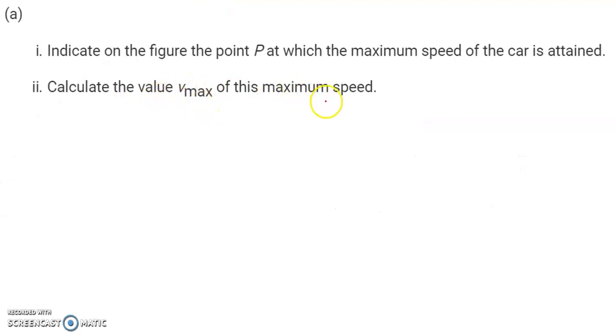Calculate the value of this maximum speed. So we know the initial energy needs to equal the final energy, and again, that's because we're including Earth as part of the system, so no work is being done. Remember that? Initially, we have gravitational potential energy, and in the end we have only kinetic energy.